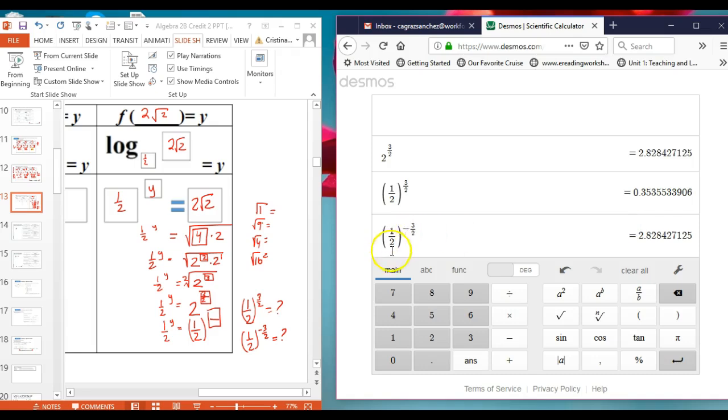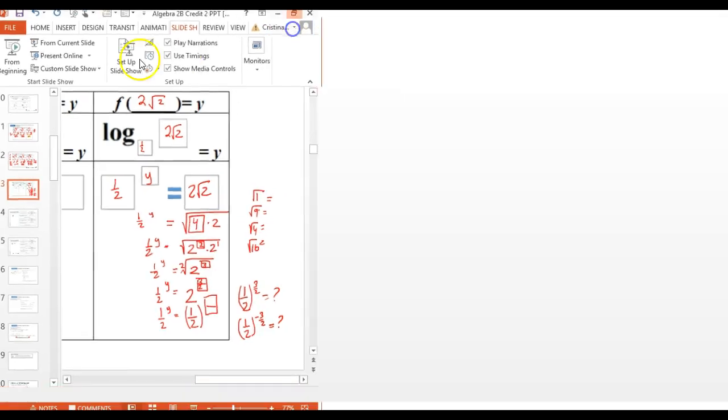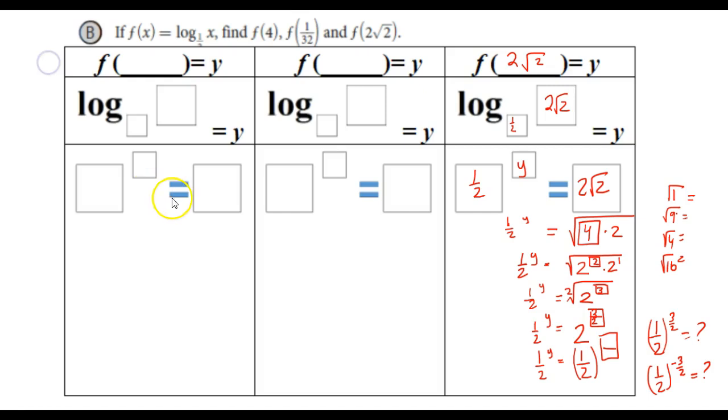So that means 1/2 to the -3/2 would be what y is. So let's go ahead and write that in. So y is equal to the -3/2 power. Let me see if I can write that a little clearly for you.